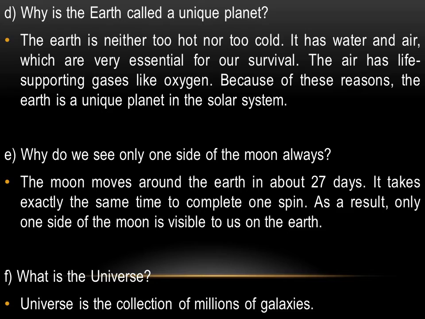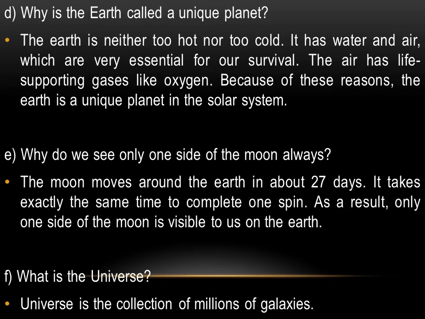D. Why is the Earth called a unique planet? Why is our planet unique? Because Earth sustains life. And what are the reasons that lead to life? Let's read. The Earth is neither too hot nor too cold. It has water and air which are very essential for our survival. The air has life-supporting gases like oxygen. Because of these reasons, the Earth is a unique planet in the solar system. Clear?